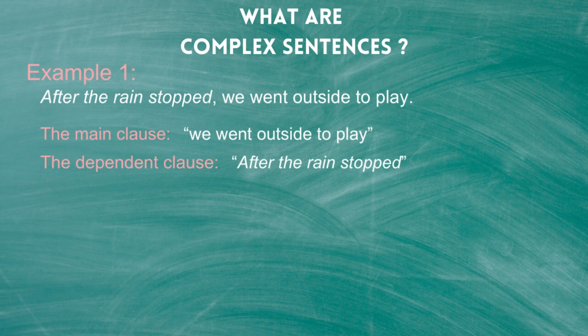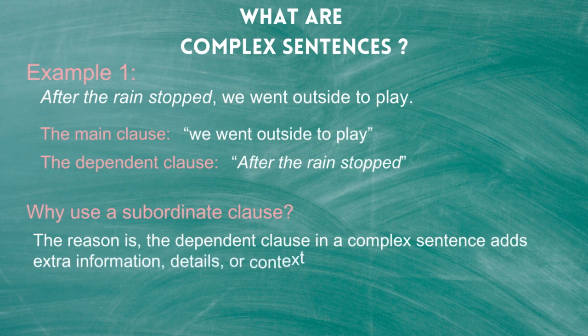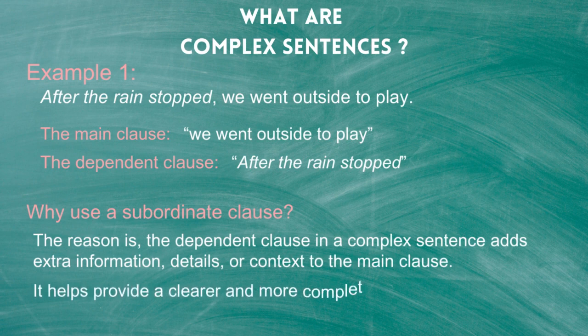After seeing this example, can you understand why we use the dependent clause? The reason is, the dependent clause in a complex sentence adds extra information, details, or context to the main clause. It helps provide a clearer and more complete picture of the overall message. Without the dependent clause, in the example above, the sentence just tells us someone went outside to play. But it doesn't say they did it only when the rain stopped.